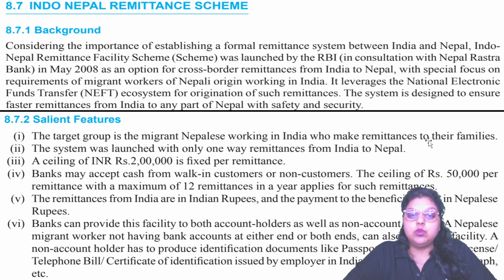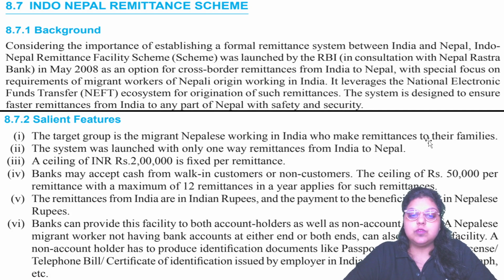Also, a ceiling of 2 lakh rupees is fixed per remittance if the Nepali migrant is your customer and performing an account-based transaction. If the bank gets cash from a walk-in customer or a non-customer, then the amount is 50,000 per head, and a maximum of 12 remittances will be allowed in one financial year.